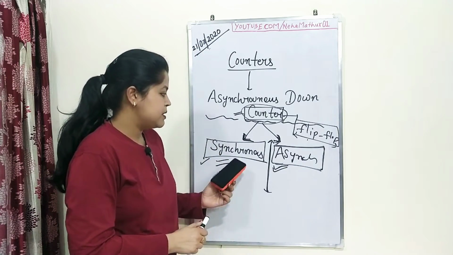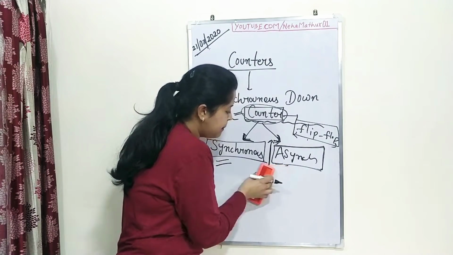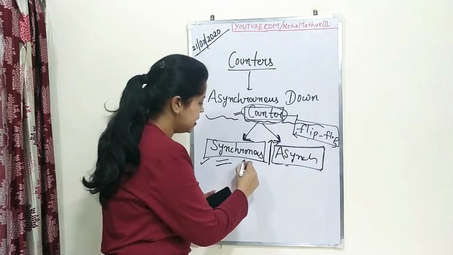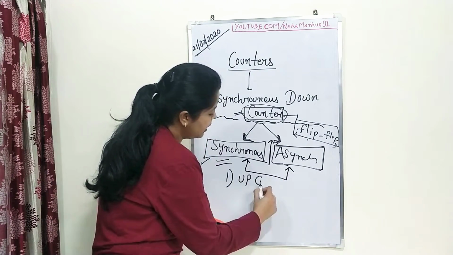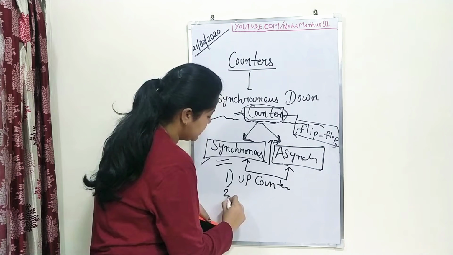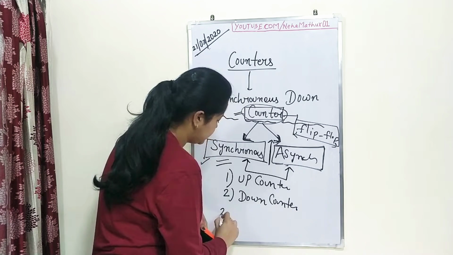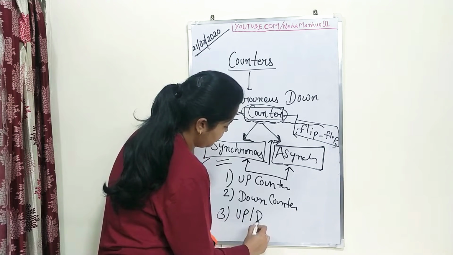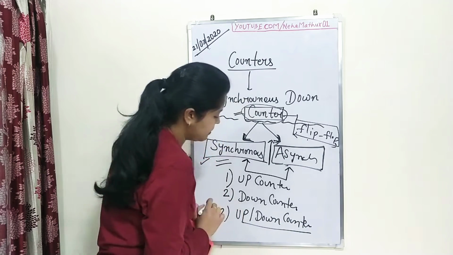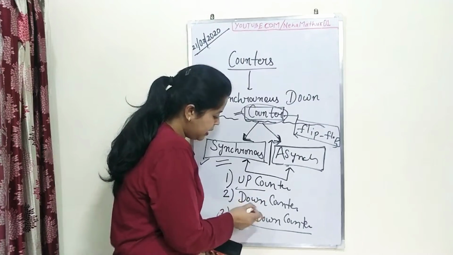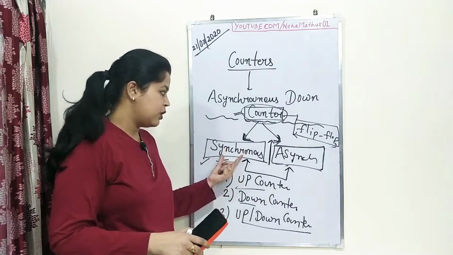So a counter may be synchronous or asynchronous. On the basis of their application in terms of clock pulses, counters have 3 types. The first type is the up counter, the second one is the down counter, and the third category is the up-down counter, a counter which is used to count up as well as down. As the name indicates, the first classification is the up counter. This counter may be synchronous or asynchronous.